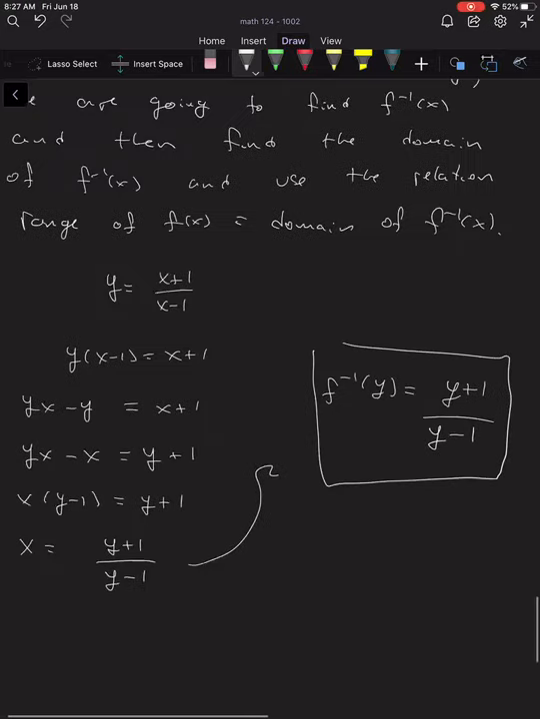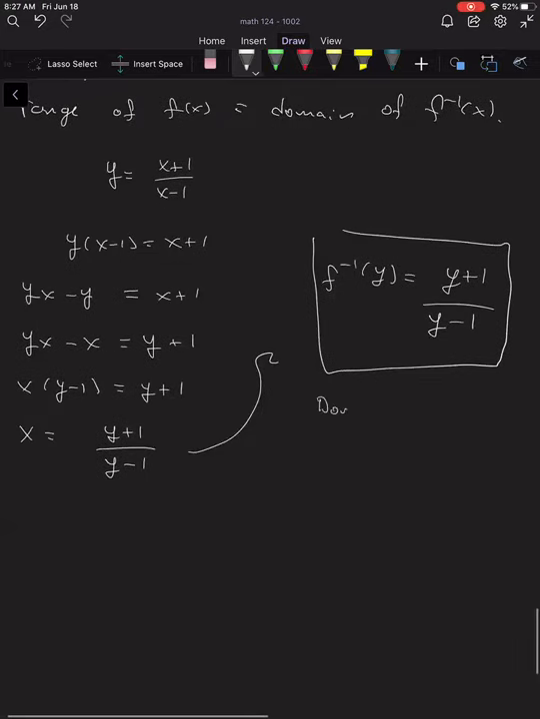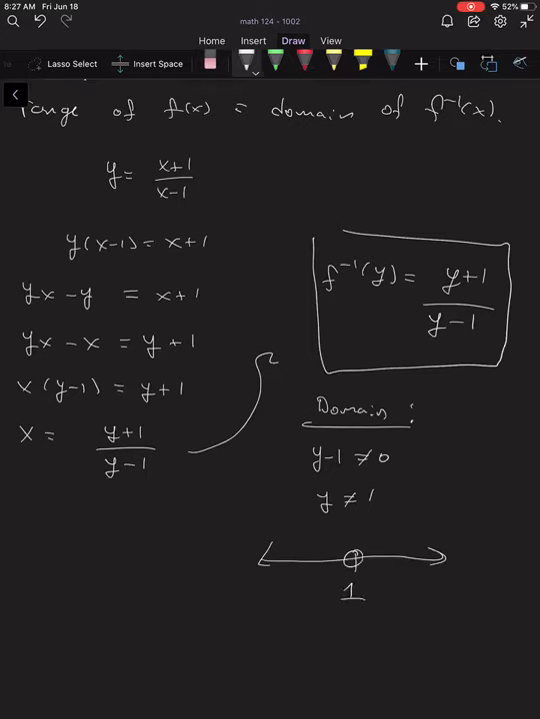So remember the domain, we need to think about fractions and square roots. There's no square roots here, but we do have fractions, and we can't have the bottom of our fraction being 0. So y minus 1 can't equal 0. So y is not equal to 1. So our domain is going to be this. Here's 1, it can't be 1, so we get rid of it, but everything else is okay.